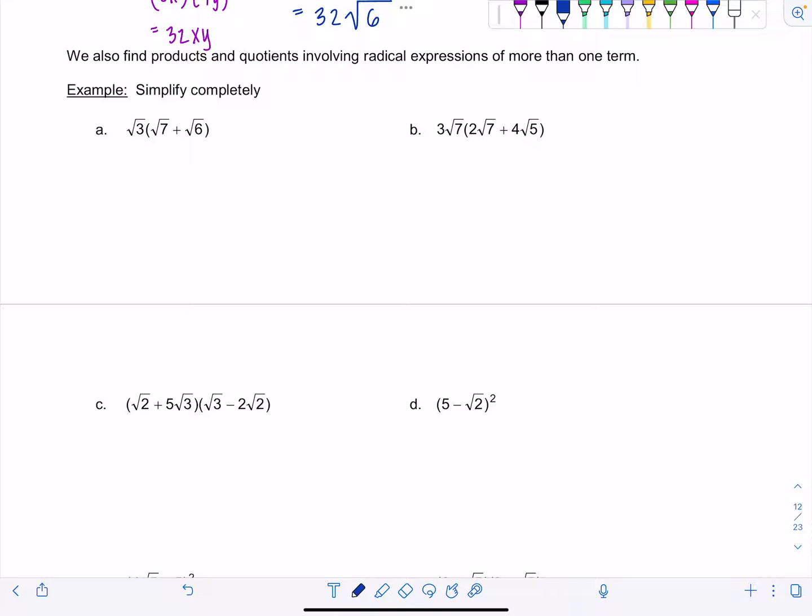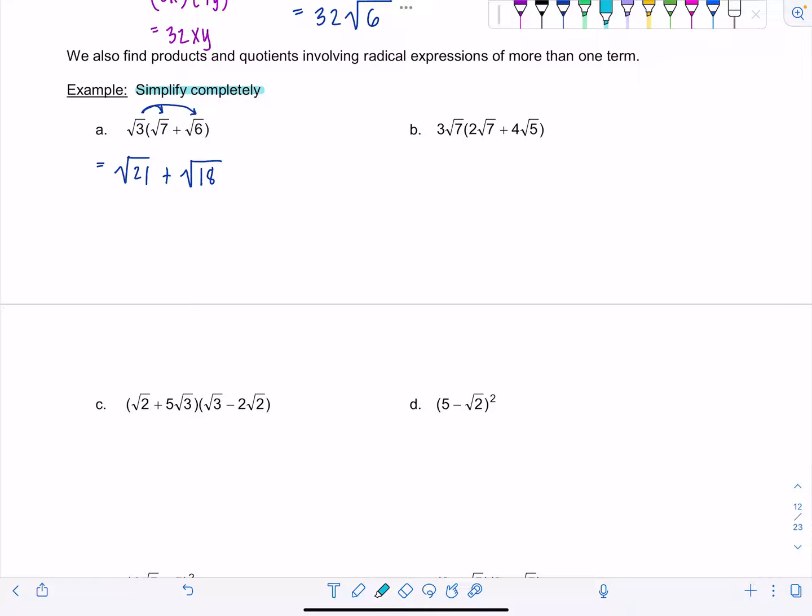So simplify completely. I'm going to distribute, okay? So rad 3 times rad 7, that's going to be rad 21, plus rad 3 times rad 6 is rad 18. Good. Before you start celebrating and get ready to box this answer, remember, you have to simplify completely, okay?